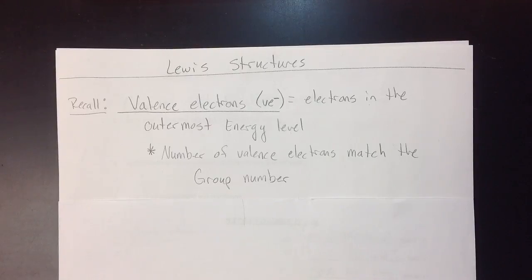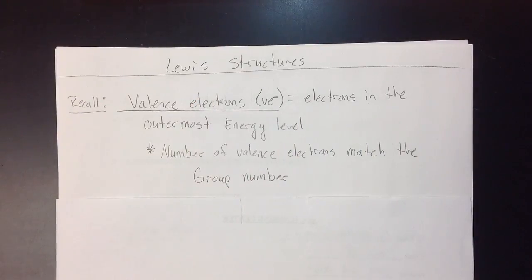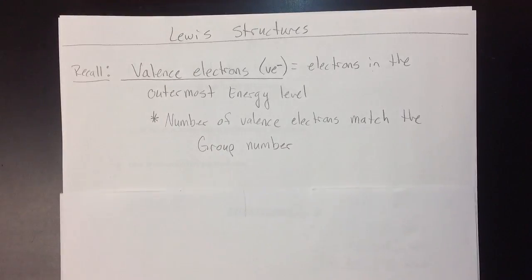So if I'm in group 3, then I have 3 valence electrons. If I'm in group 7, then I have 7 valence electrons. Your groups, keep that in mind, are your vertical columns. Not the horizontal rows, but the vertical.